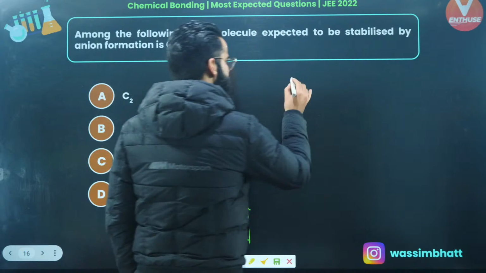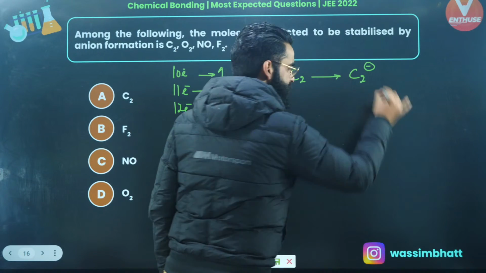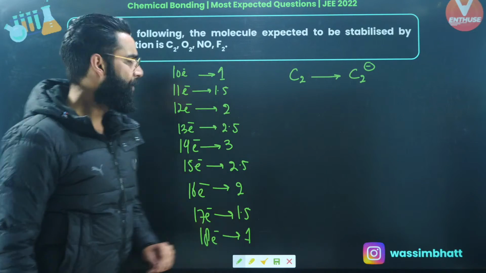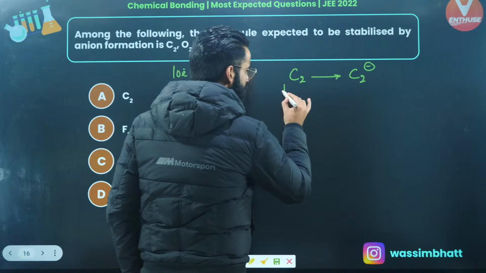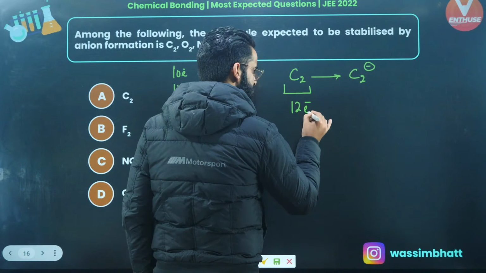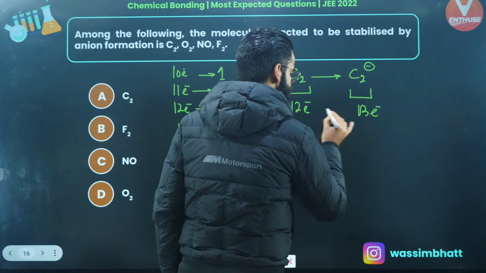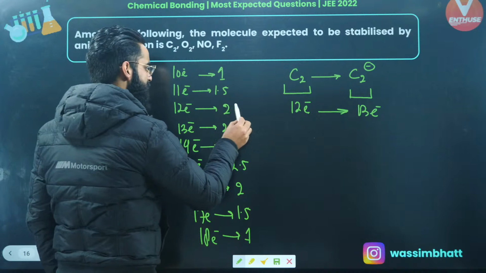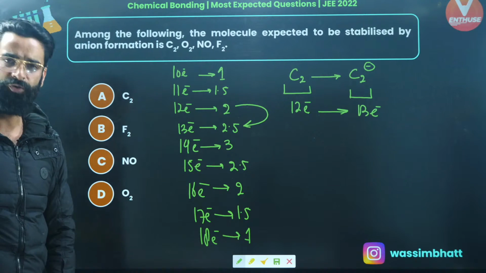Now, if you are converting C2 into its anion, that is C2 negative, what is happening to the bond order? Understand. C2, one carbon atom has got 6 electrons, so C2 has got total 12 electrons. This is a 12 electron species. Now this is C2 negative. You have given 1 electron. This is a 13 electron species. So 12 electron species is getting converted to 13 electron species. 12 electron species, which has got the bond order of 2, is getting converted into 13 electron species, which has got the bond order of 2.5.